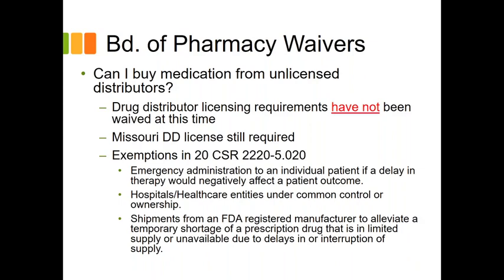Hospitals and healthcare entities, current law, this is not a waiver, but current law allows transfers between those entities if they are under common control or ownership. I would suggest you talk with legal counsel, read the rule for the definition of what common control or ownership may be. And then shipments from an FDA registered manufacturer to alleviate a temporary shortage. And I think this may be one of the issues that probably will come up, but our drug distributor laws do currently allow an exemption to licensure if you're receiving a product from an FDA registered manufacturer and the product is unavailable due to a shortage or interruption in supply.